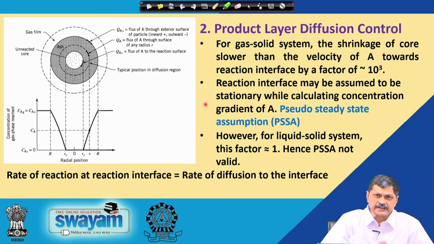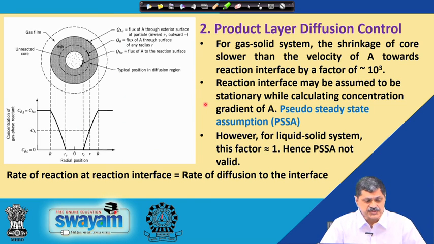Now, for gas solid reactions, the shrinking of the core or the movement of the reaction interface is very slow, much slower than the velocity of diffusion of the fluid reactant towards the reaction interface, by a factor of maybe more than 10 to the power 3. So, the reaction interface may be assumed to be stationary when we want to calculate the concentration gradient of A. This assumption is called the pseudo steady state assumption, and we will use it in this derivation.